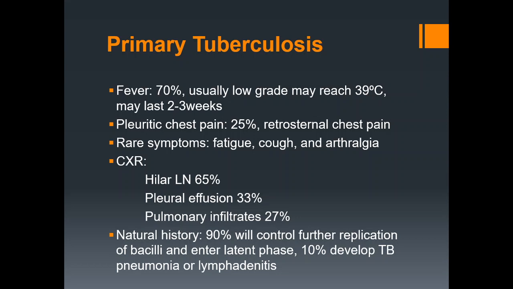The chest X-ray in primary tuberculosis, about 65% showing hilar lymphadenopathy, and pleural effusion and pulmonary infiltrate might be seen in about 1/3 in each of these conditions, the pleural effusion or the pulmonary infiltrate. The natural history is 90% will control further replication of bacilli in the latent phase. Only 5 to 10% will develop pneumonia or TB lymphadenitis as a primary progressive disease.